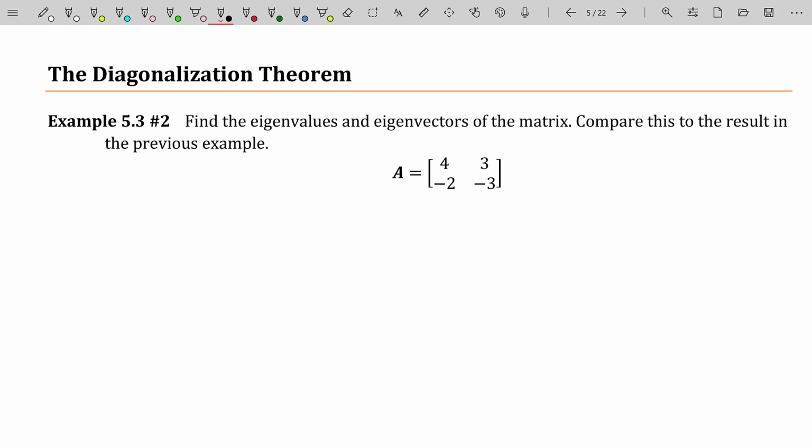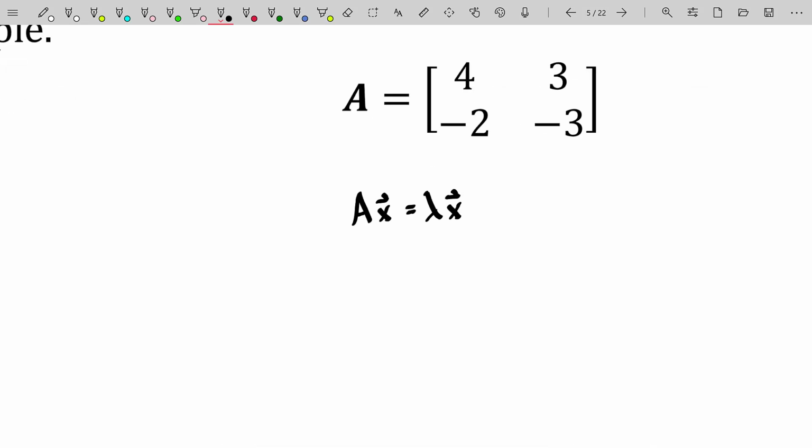Remember, X is an eigenvector of this matrix if that matrix times that vector X is just a scaled version of that vector X. That scalar is known as the eigenvalue, and we say that X is the eigenvector associated with the eigenvalue lambda. Now we're being asked to find the actual eigenvalues and the eigenvectors for this matrix A.